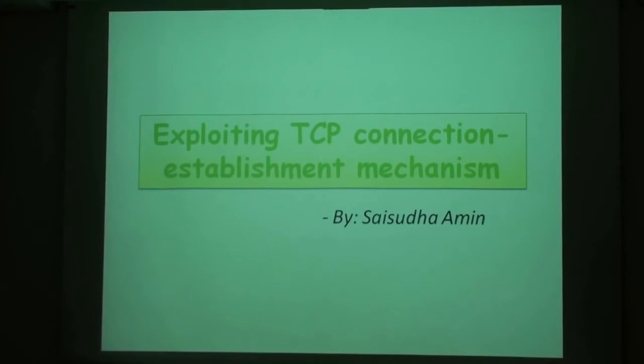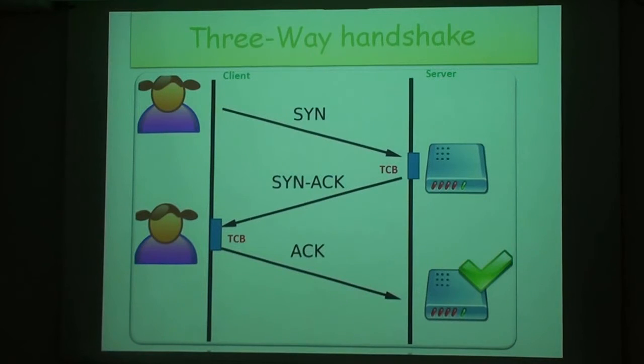Before we move on to SYN flood attack, let's have a look at the basic three-way handshake. When a client attempts to establish a TCP connection with the server, it has to go through the three-way handshake process. It is nothing but when a client sends a SYN packet to the server, the TCB is allocated on the server side. The server then responds with a SYN acknowledgement to the client, to which the client sends an acknowledgement to the server, and the connection is established.